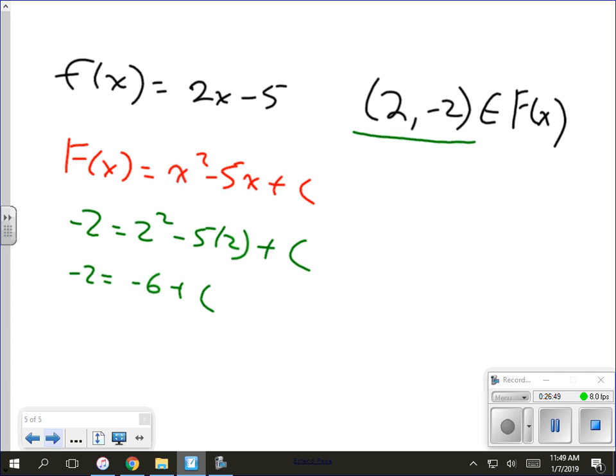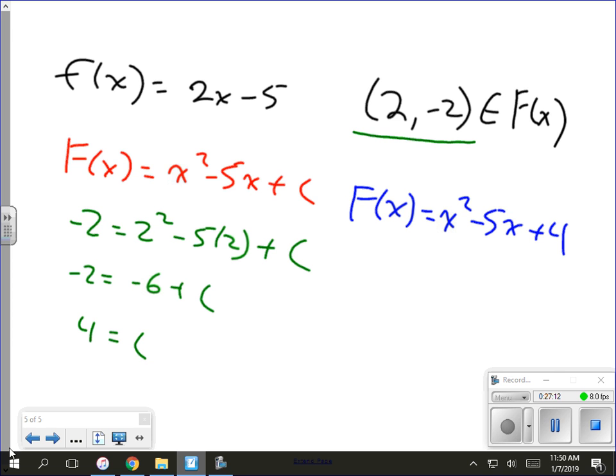Add 6 to each side. So I get c equals 4. Right? So my actual final answer would be f of x equals x squared minus 5x plus 4. The specific one that it goes through. That's what that one's about.